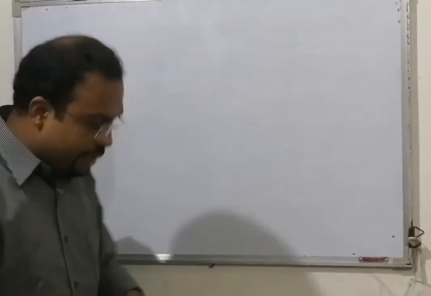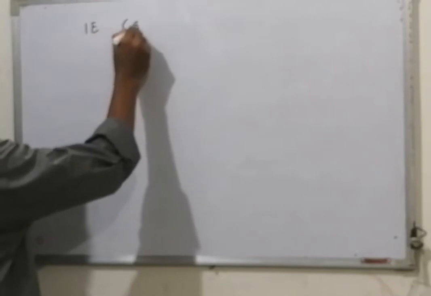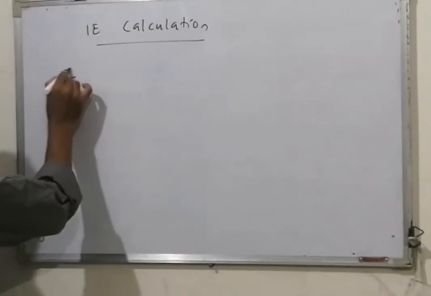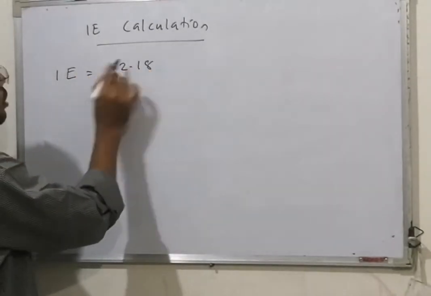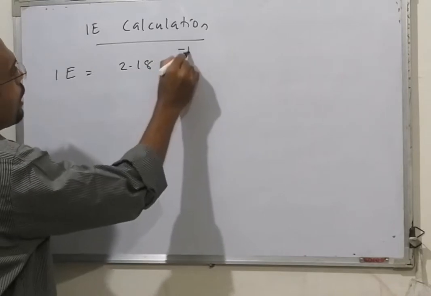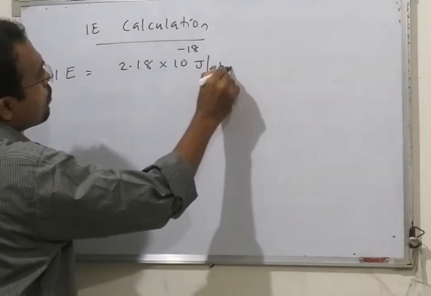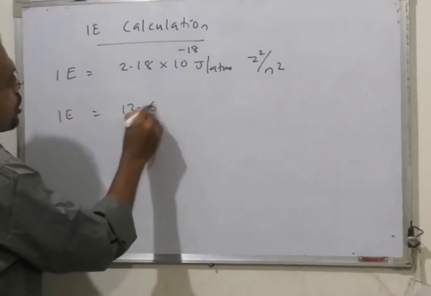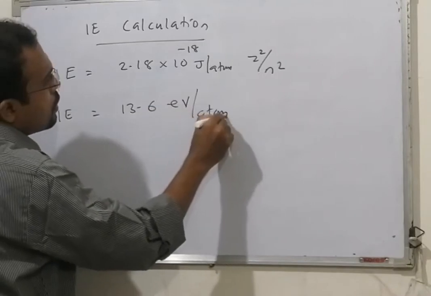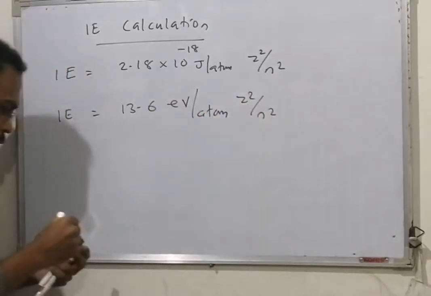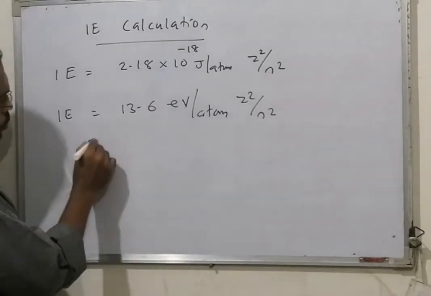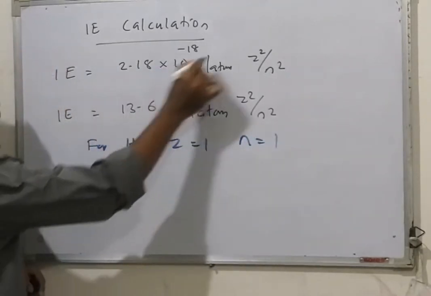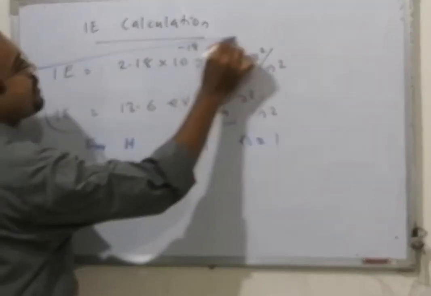Now, calculate the ionization energy. Could you calculate the ionization energy? Yes. Ionization energy is equal to 2.18 times 10 to the minus 18 joule per atom, Z square by N square, or ionization energy is equal to 13.6 electron volt per atom, Z square by N square. For hydrogen, Z is equal to 1, N is equal to 1. Therefore, this is enough.